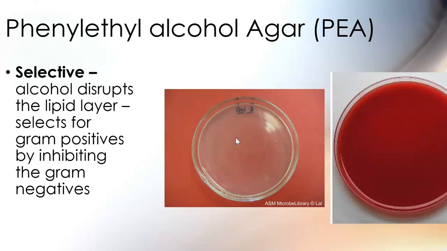But you can also get them without the blood and the additional nutrients in there. So the PEA actually inhibits the gram negatives because of that outer membrane that's on that cell wall. So it inhibits the gram negatives just by the mere presence of the alcohol.